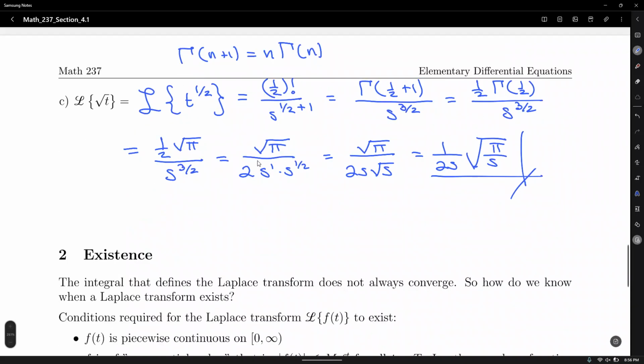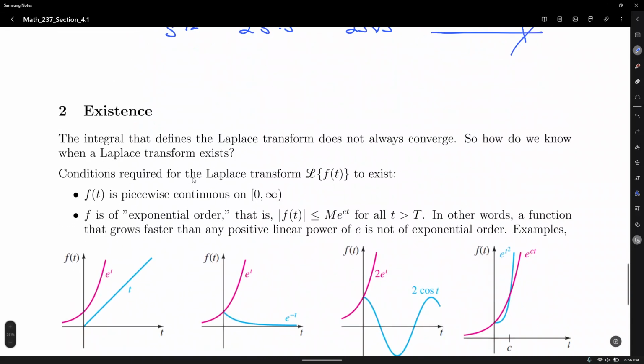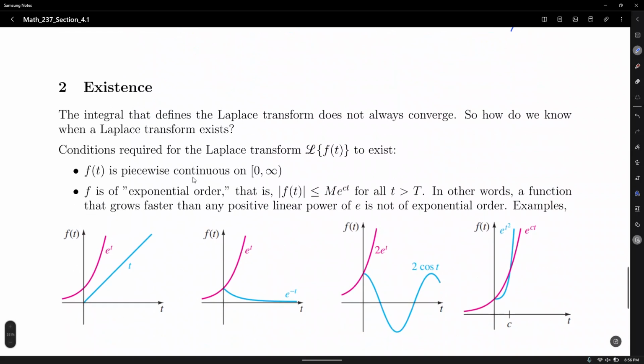All right, so what else besides the Laplace transform? We're going to discuss a little bit, just briefly, the existence of the Laplace transform, because not all functions have a Laplace transform. The idea here is that the integral that defines the Laplace transform does not always converge, because some functions end up being functions whose improper integral diverges.